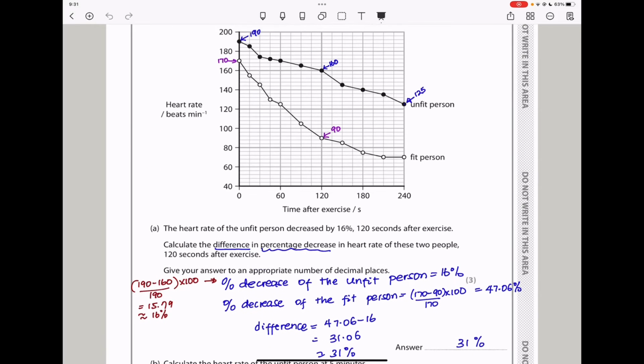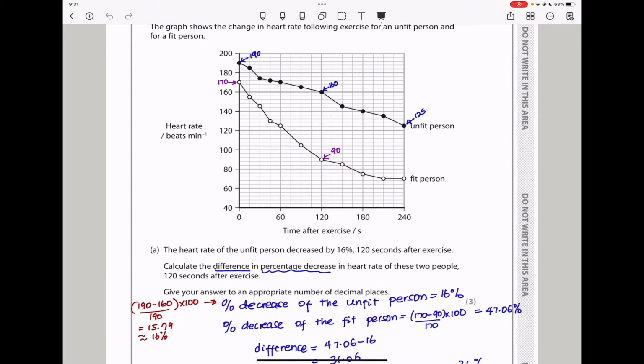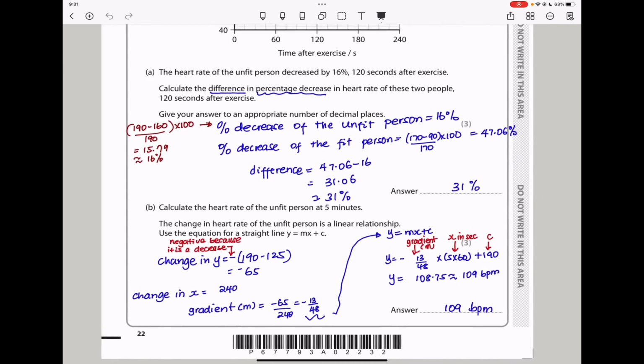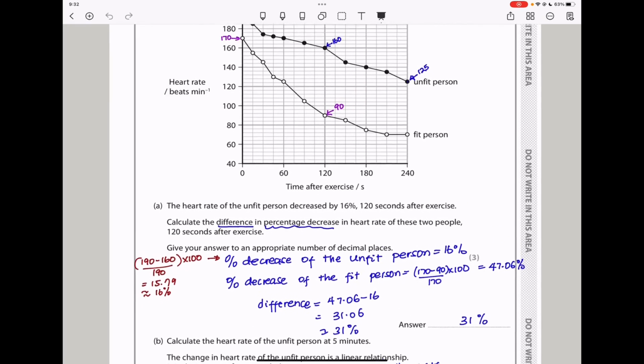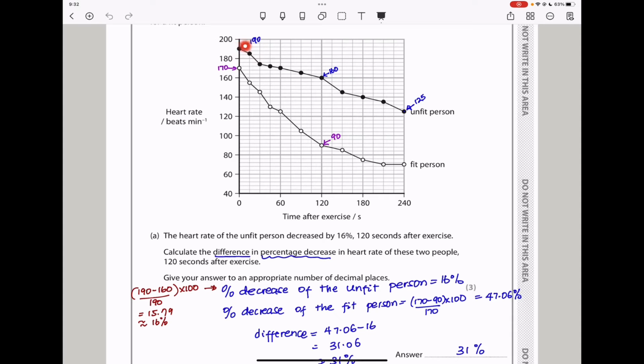I used the data provided here, and I did: gradient of a line is change in y, which is 190 minus 125, divided by change in x, which is 240 minus 0. Because this is a negative gradient, of course, 190 minus 125 gave me negative 65, and the change in x is 240, so the gradient should be negative 65 over 240, which is negative 13 over 48. Since I know this is the equation of a line, whereby m is the gradient, x is the x value, and c is the y-intercept, I know this should touch the y-axis at the y-intercept, which is 190.